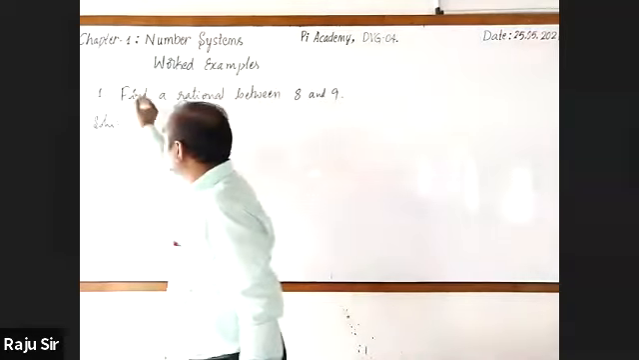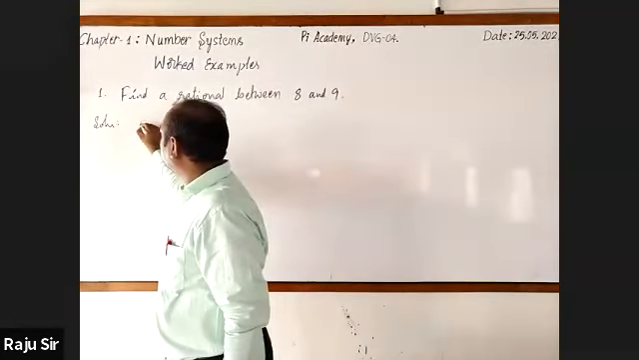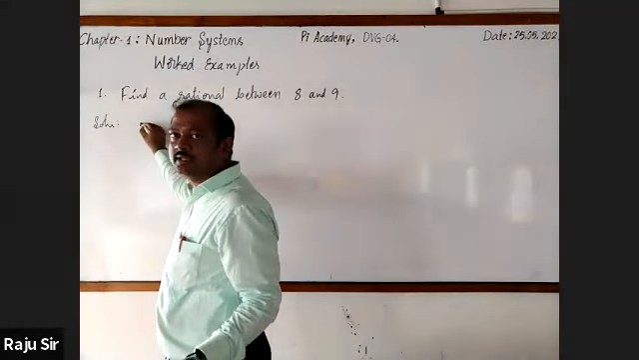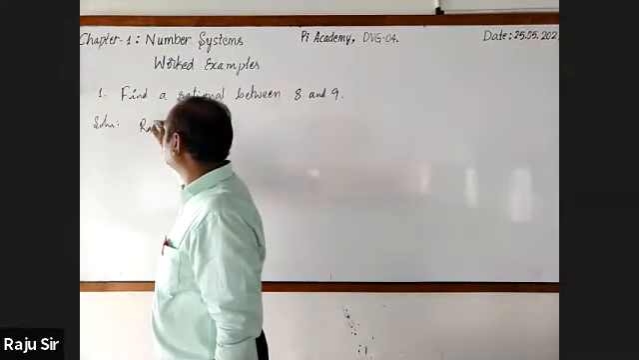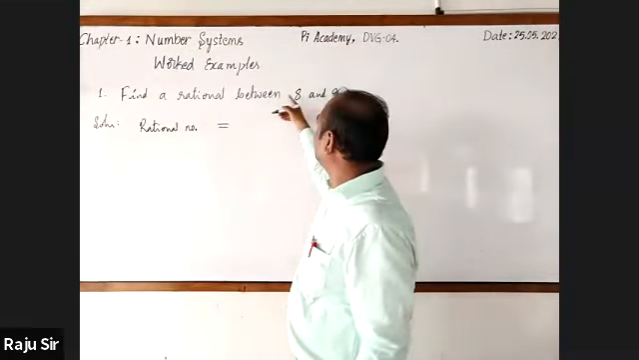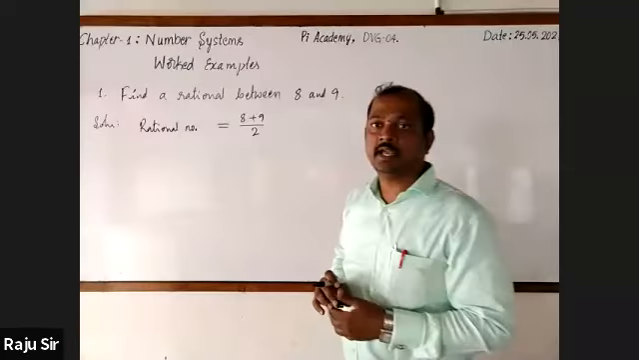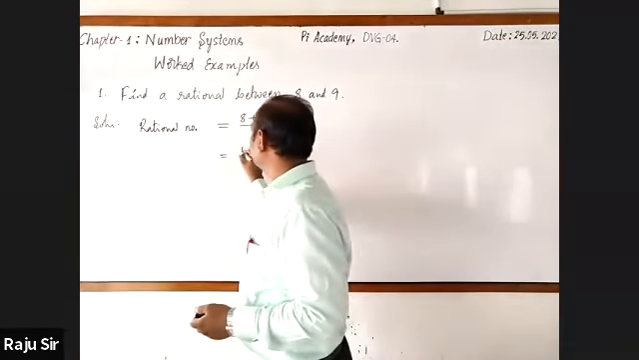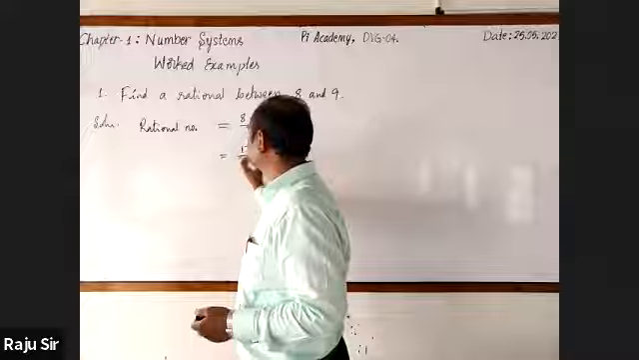Yes. That rational number, I'll write. Or else if you want to write in words, you can write: rational number is equal to a plus b by 2. Two numbers are there, 8 and 9. 8 plus 9 by 2. This is 17 by 2.